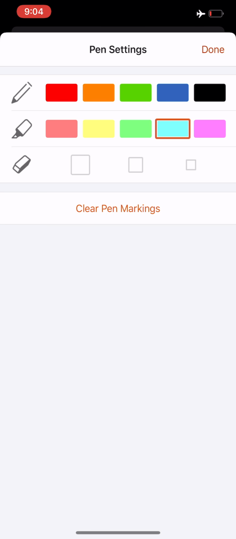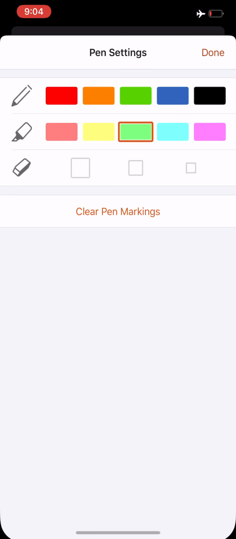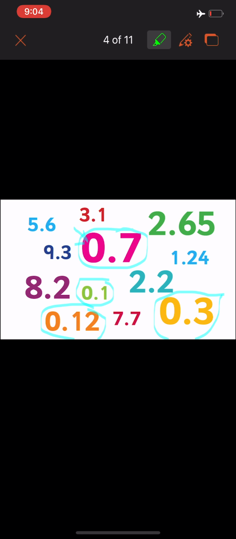0 and 1 tenth. Here, 0 and 3 tenths. Here, 0 and what? 12 hundredths. So I circled here only the numbers that come with the whole number 0, as you see, right? So those decimals are less than 1. I will circle now in green the decimals that are greater than 1.